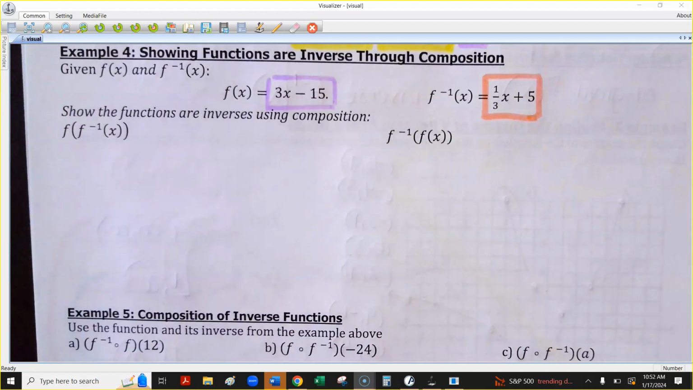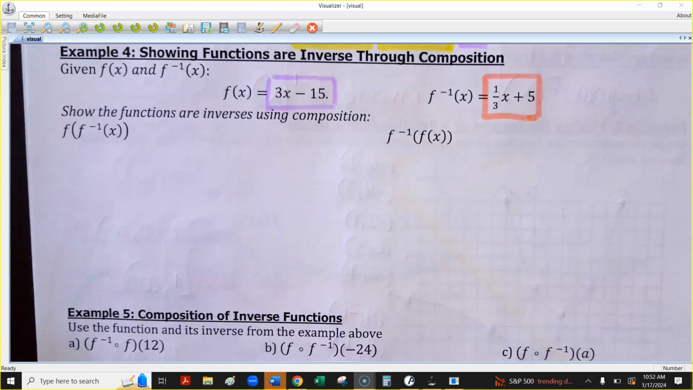To do that, you compose the function with its inverse, then you flip it around, compose the inverse with the function, and show that they both simplify to the x. Now, this is not like a 2-column geometry proof. We don't have to justify steps. We're just going to show algebra, so don't worry about that.